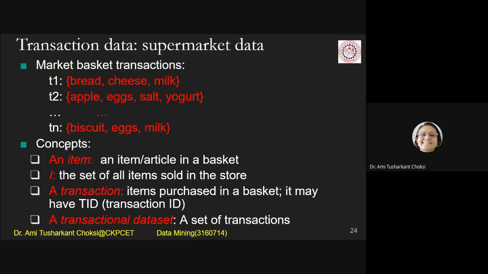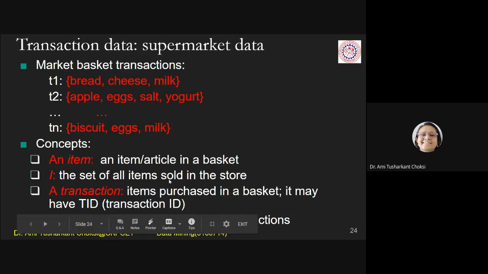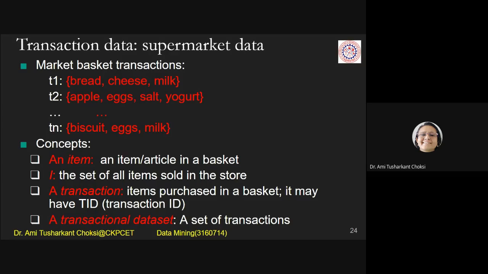Now we want to learn the concepts. We have seen a bit, and there are some more concepts. Let us check them out. An item is an item or article in the basket. I is the set of all items sold in the store. A transaction is the items purchased in a basket, and it may have a TID, that is the transaction ID. A transactional data set is a set of transactions.